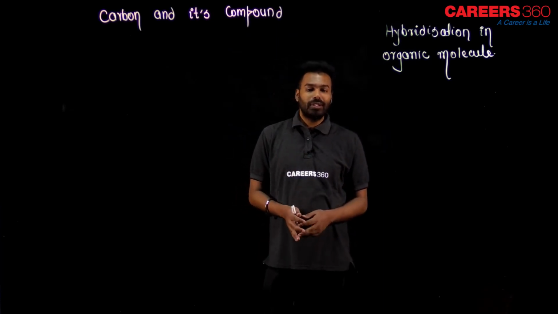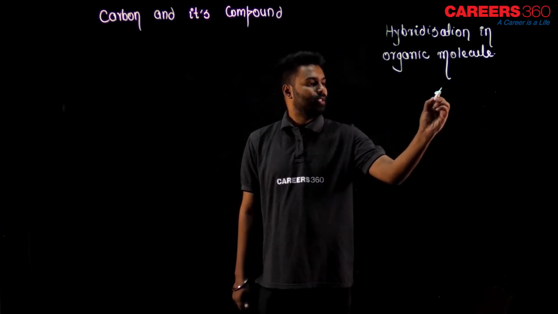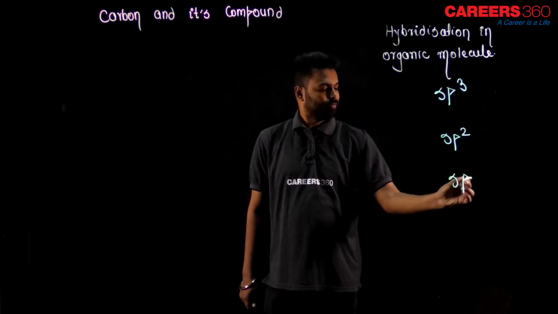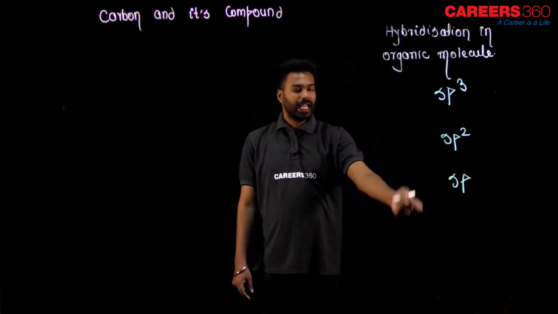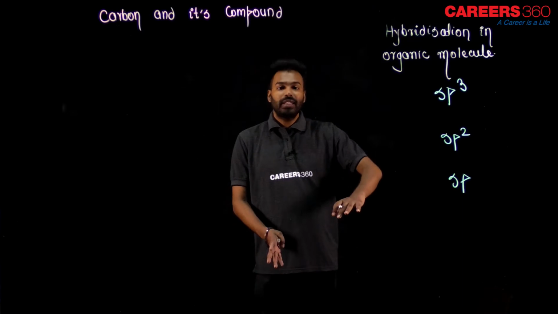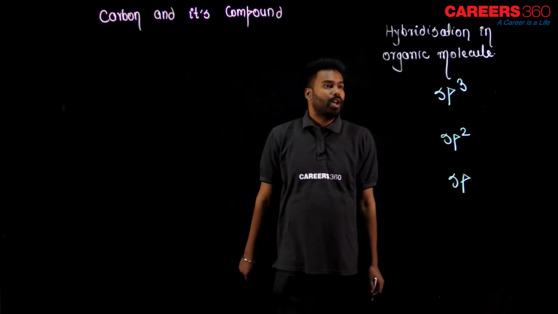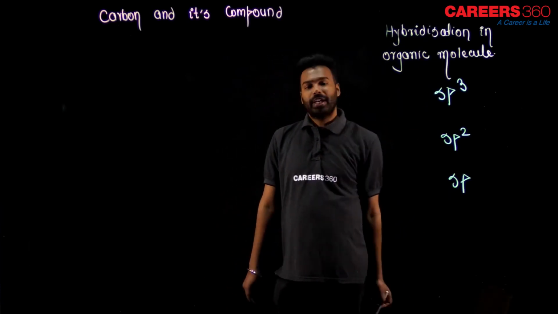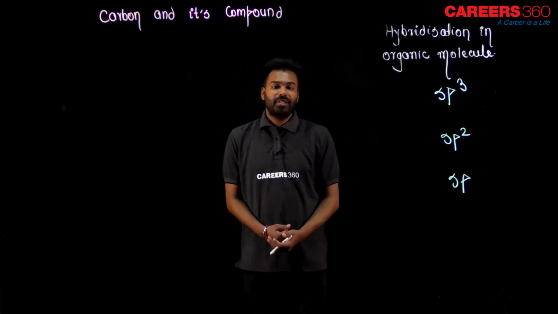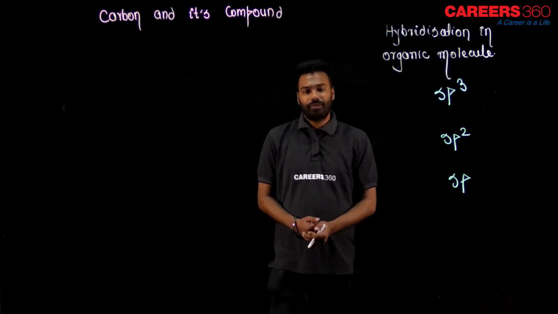In organic molecules, there are only three types of hybridization: sp3, sp2 and sp. You will find only these three types. You can find sp3d and the like, but that is in inorganic molecules, not for carbon. So how do we know whether the hybridization of a particular carbon is sp3, sp2 or sp? Learn the techniques and tricks.